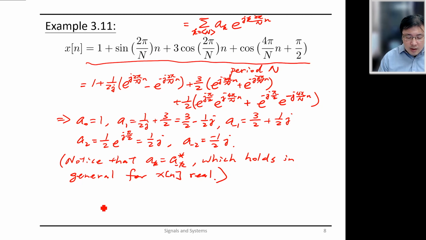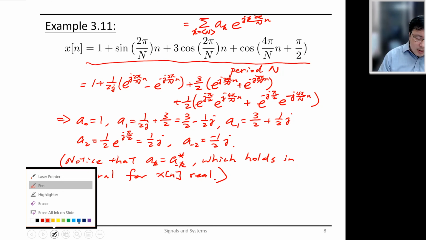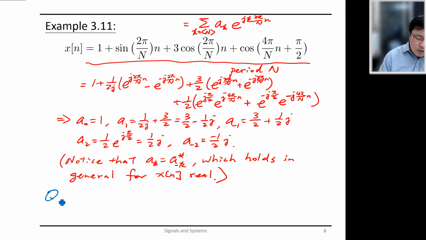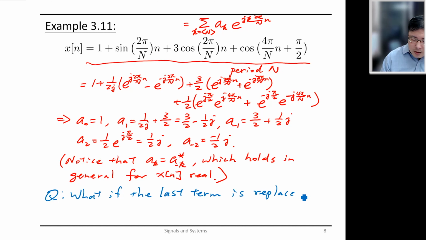Now, let me ask an extending question. What if the last term is replaced with cosine(3π/N n plus π/2)?